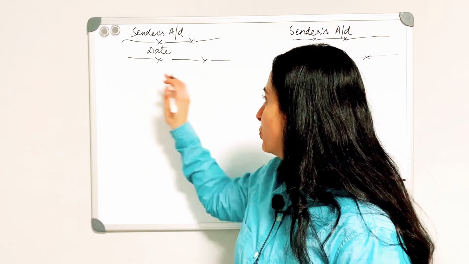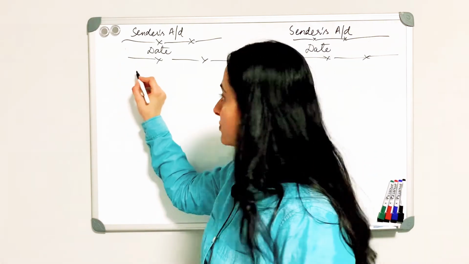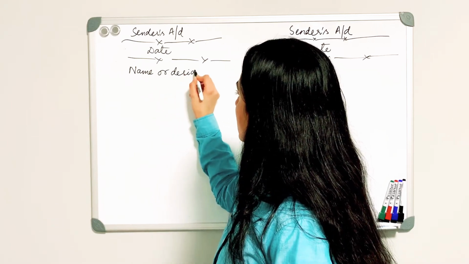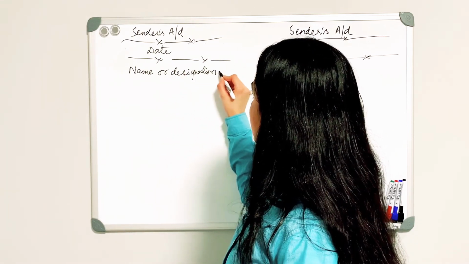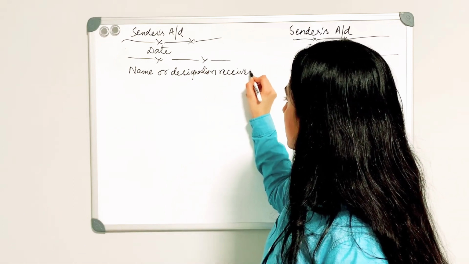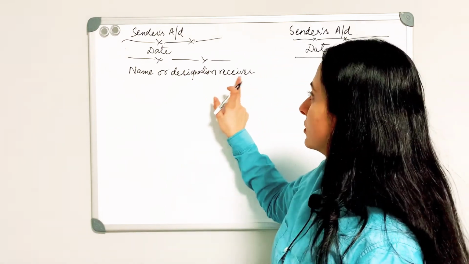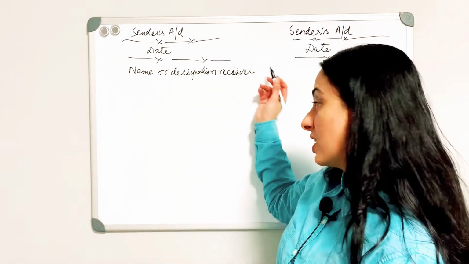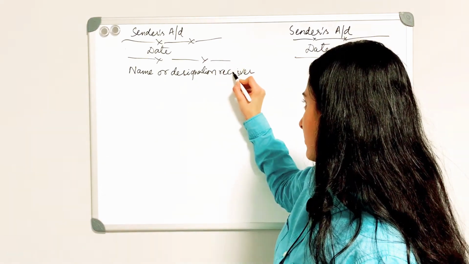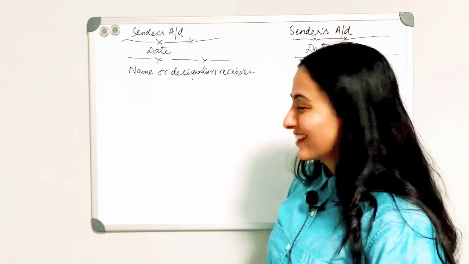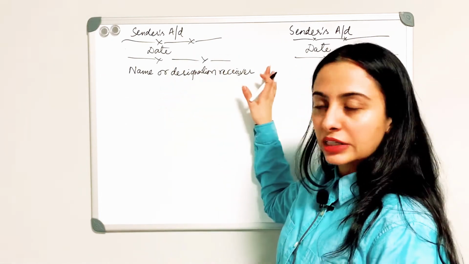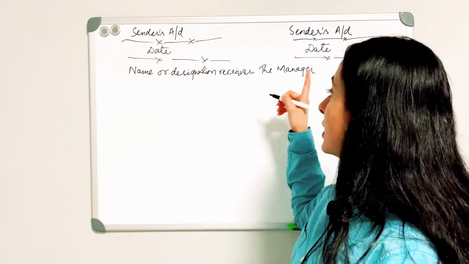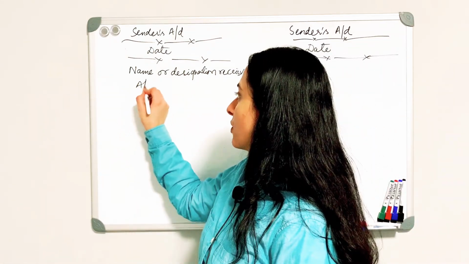Now what I'm going to do here, I'm going to write on the left the name or designation of the receiver. I'm not sure about the spelling of receiver, E-I or I-E. It should be E-I, I think. I'll check. So whatever it is, the manager, or if you know the name, you can put the name, and after that you put the address.